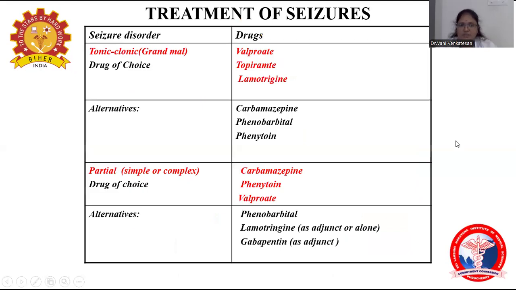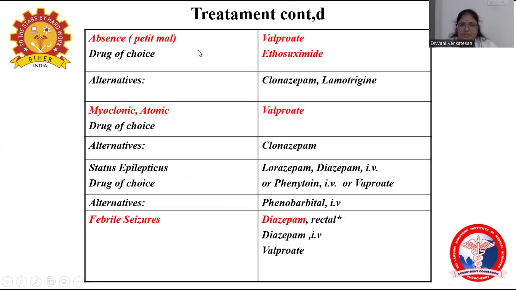Coming to the drugs of choice. On the left side, I have given the type of seizure. On the right side, I have given the drug of choice and alternate drug of choice. So let's see it one by one. For tonic-clonic seizure or grand mal epilepsy, the drugs of choice include carbamazepine, phenobarbital, and phenytoin. Whereas for carbamazepine, phenytoin, and valproate, the alternative drugs of choice include phenobarbital, lamotrigine, or gabapentin.